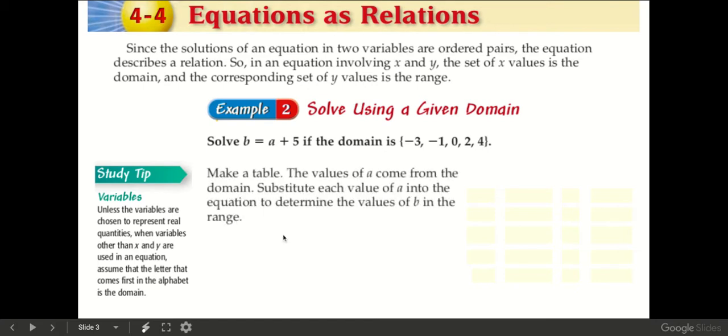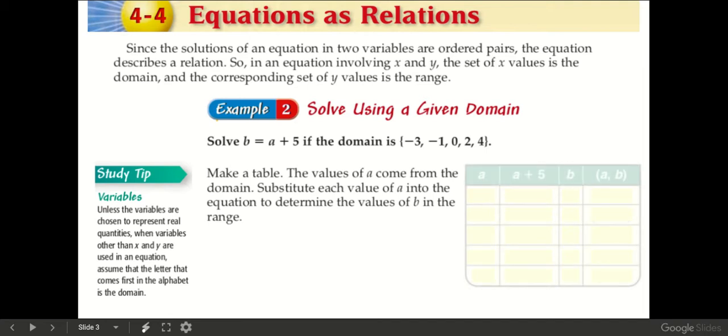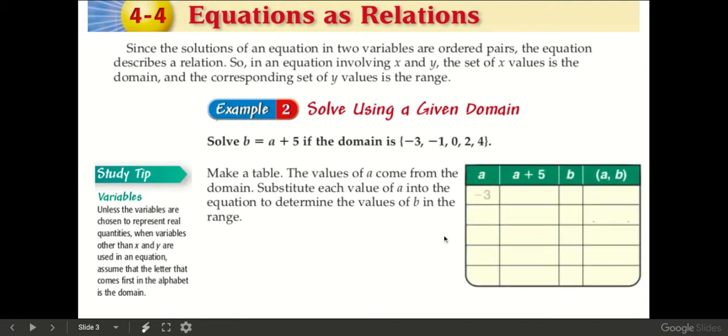So let's make a table. The values of A come from the domain, so these are going to be my A values. And we're going to substitute each value of A into the equation to determine the values of B in the range. So let's try -3, right? Here's our first value for A, -3. I'm going to plug it into the equation. So it's going to be -3 plus 5. What's -3 plus 5? That's 2. So I know that B has to equal 2, right? So now I know that ordered pair is -3, 2.